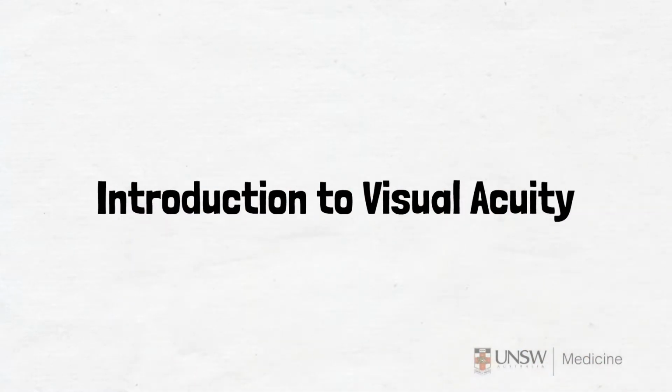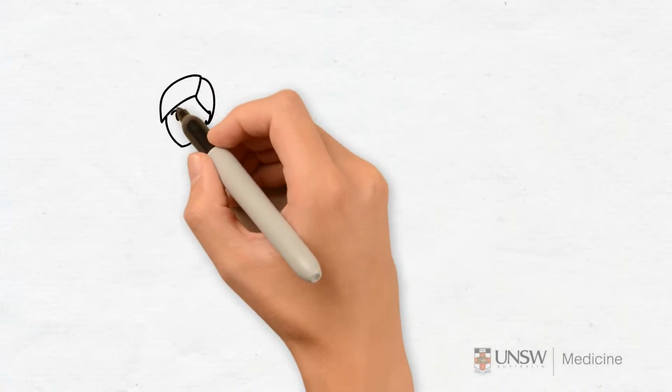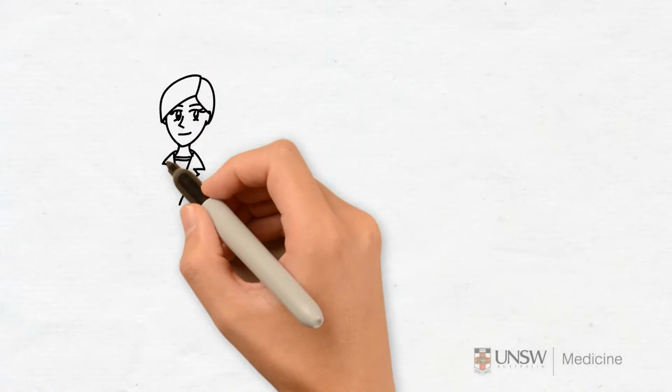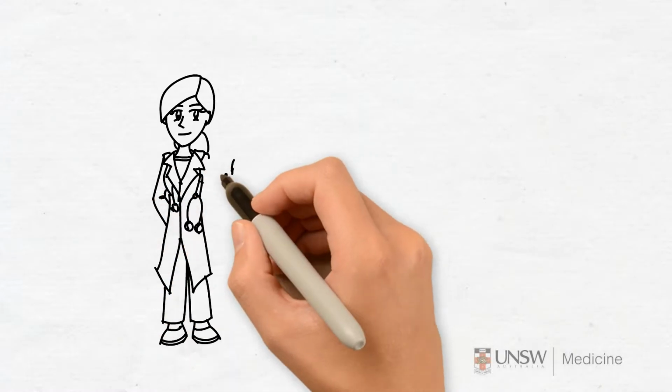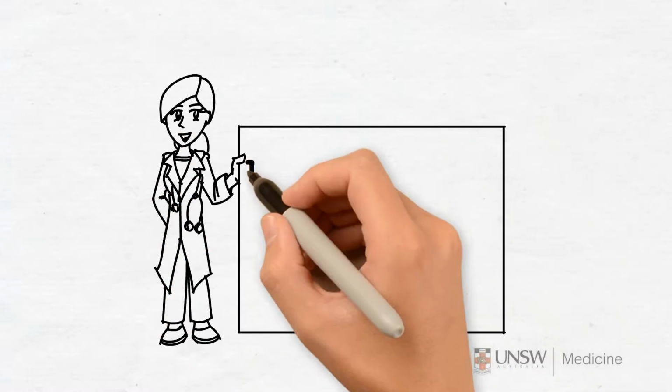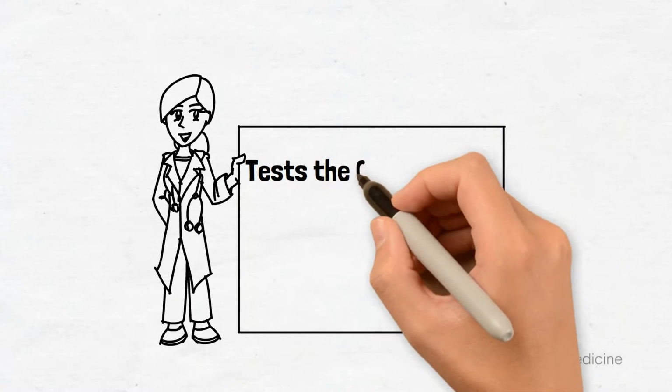Introduction to Visual Acuity. Visual acuity allows a practitioner to gauge a patient's general vision. Visual acuity tests the second cranial nerve, the optic nerve.